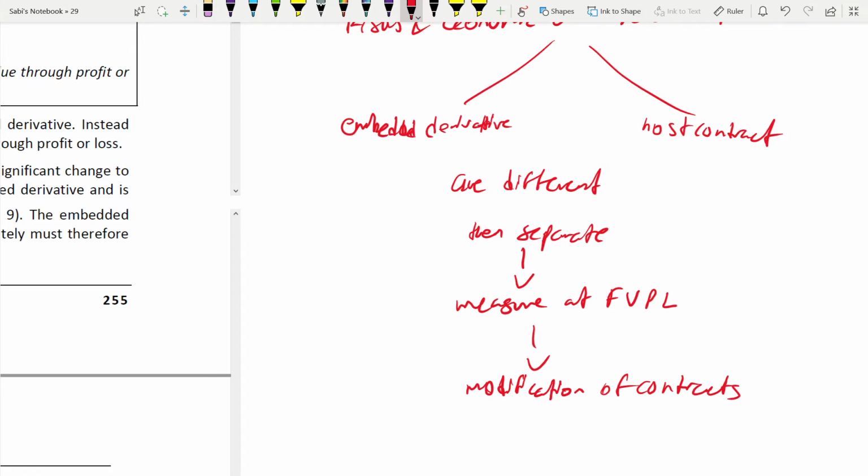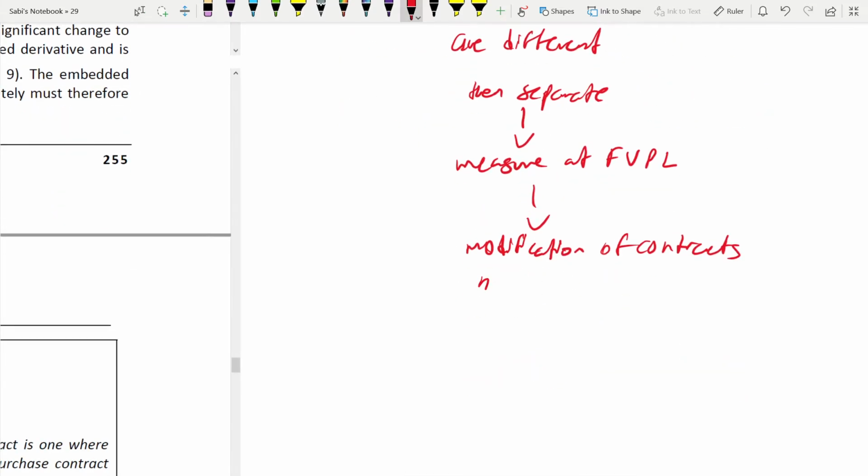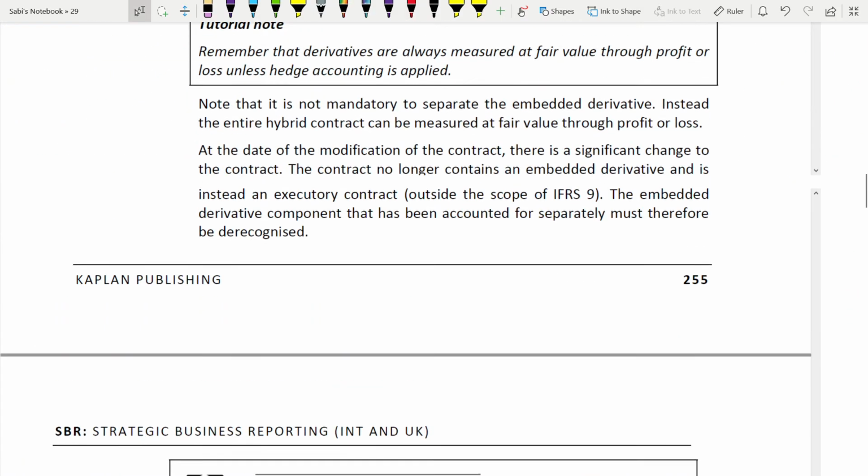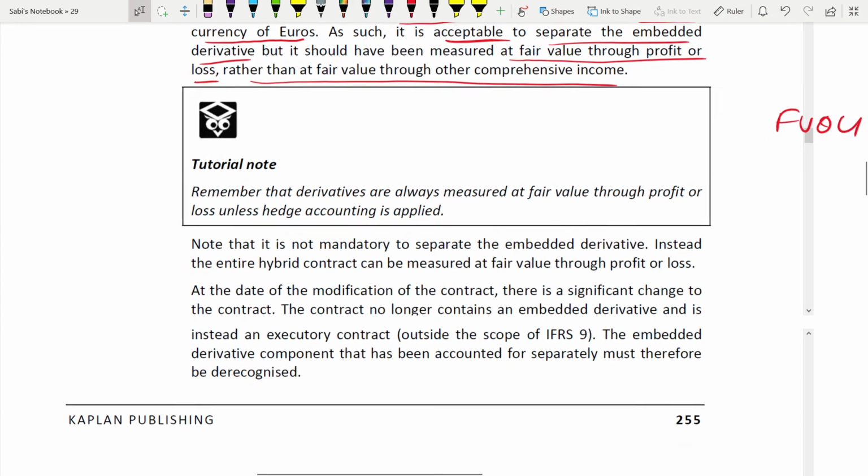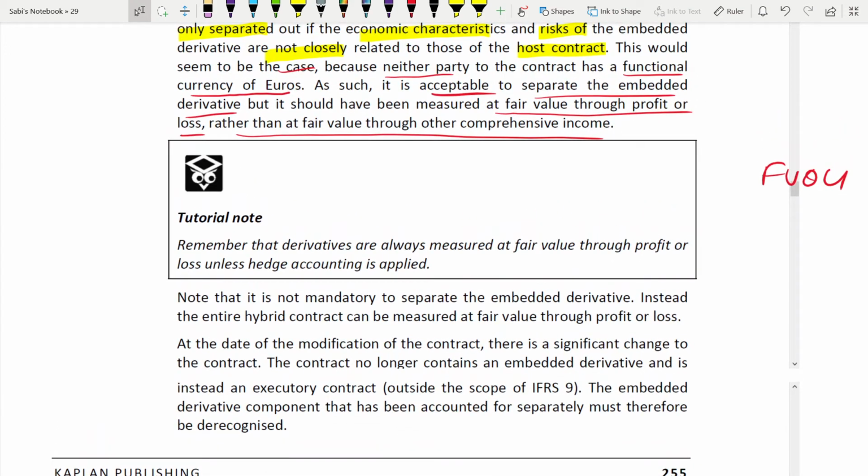Modification of contract means in this case no embedded derivative. The embedded derivative is taken out. So what are you left with? Only the executory contract. Only the host contract, that is the electricity. Right? Let's see. And you have to write this in different paragraphs: the before modification part and the modification part.